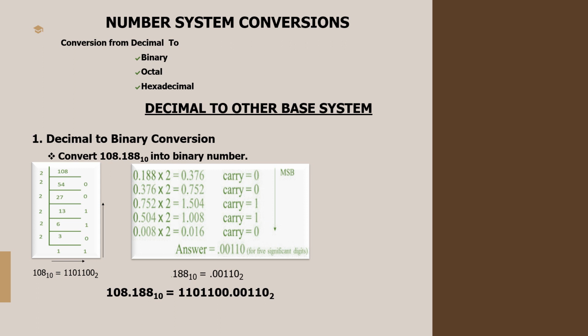Say, for example, convert 108.188 to base 10 into its binary. First of all, convert the whole number 108 to the binary system, and then convert the decimal point, that is 0.188, by multiplying with 2, and you multiply each number with 2, four or five times. Then, according to the arrow mark, we have to take the answer. So this is the conversion of decimal to binary.